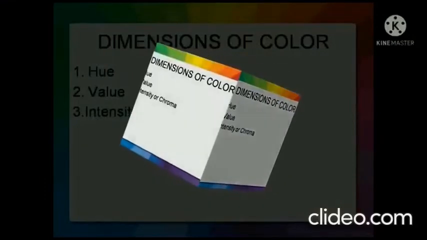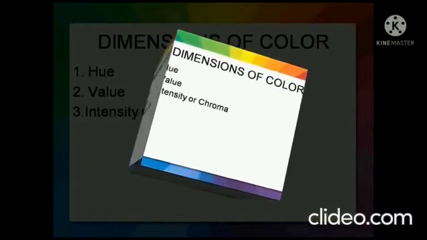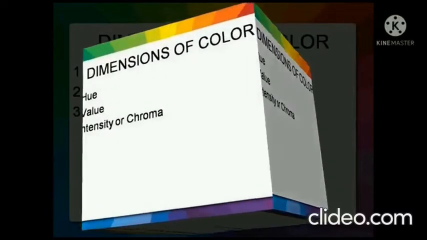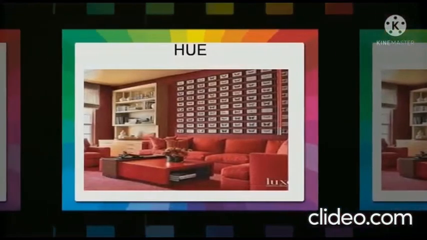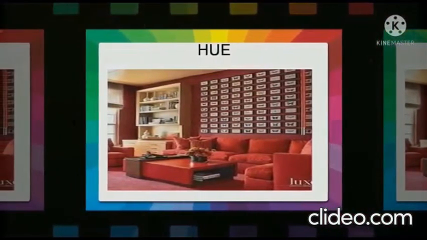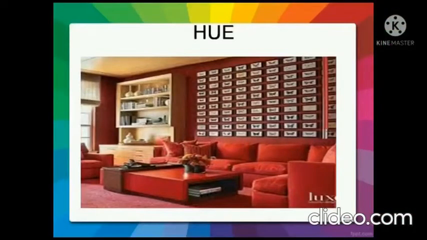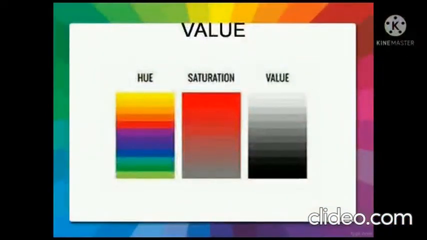Dimensions of color. Dimensions of color are hue, value, and intensity or chroma. Hue. Hue is the descriptive name of a color, such as red, orange, blue, or violet. Each hue represents a family of color. Hue also indicates the warmth or coolness of the color.